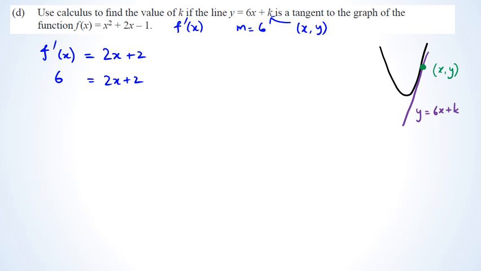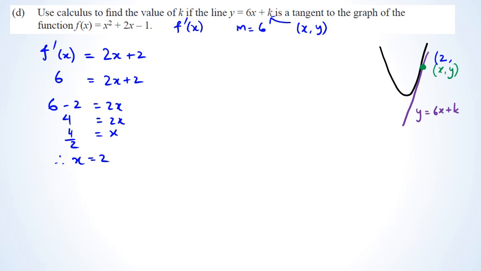Okay, so what I know is the gradient at that point is 6, and that's what I'm doing here on the left hand side. So rearranging this, I've got 6 minus 2 equals 2x, which is 4, and then 2x equals 4, so x is equal to 4 divided by 2. We can say therefore x is equal to 2. So what I've discovered right now is this point right here on the green dot, the x value is 2.